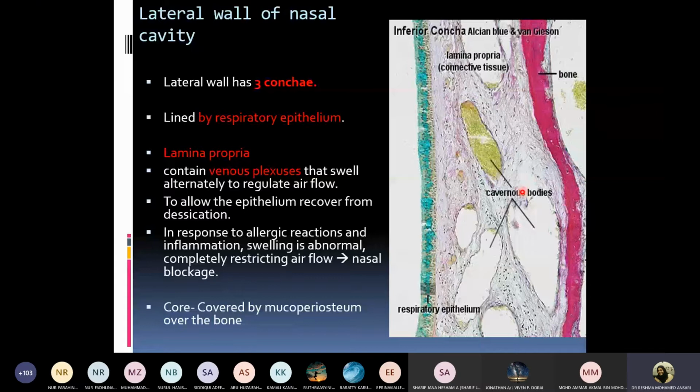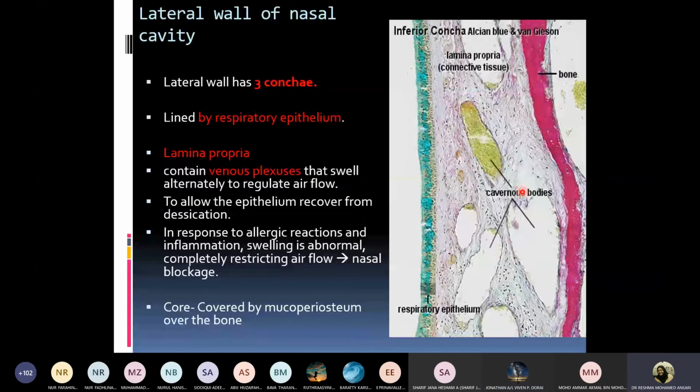So whenever we have a flu or whenever we have an allergic reaction, number one, we will have more secretions. Number two, these cavernous bodies will swell up a lot. When they swell up, they will completely block your nasal passage. That is what we experience as nasal blockage. So the moment we have nasal blockage, we run to the pharmacy to get what drug? Nasal decongestant, right? Phenylephrine. Yes, you get, or we call it Afrin.